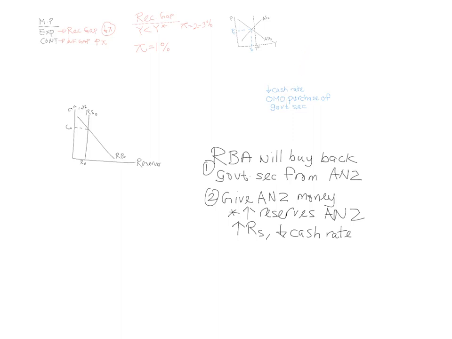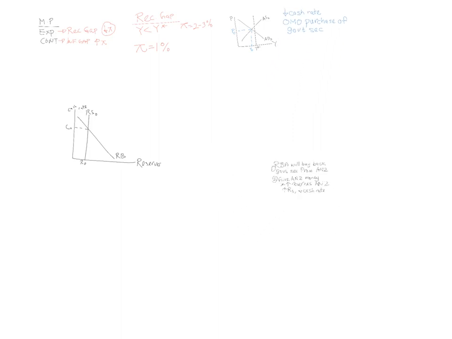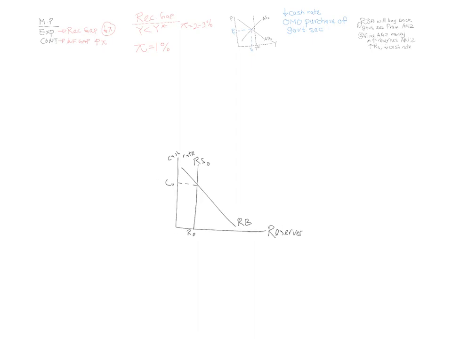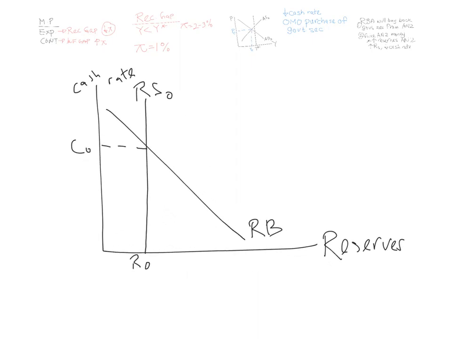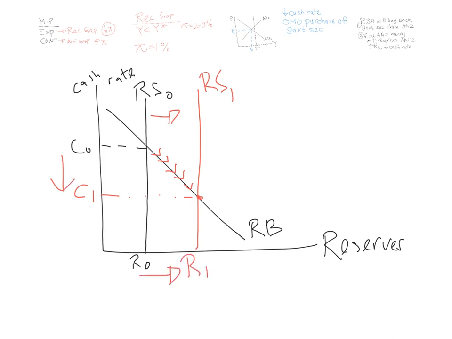What does that look like? You get an increase in the supply of reserves, RS1. You just move down to your new equilibrium, and you find that the cash rate has fallen. And the amount of reserves available to ANZ, Westpac, National Bank, all the commercial banks, has gone up, right?